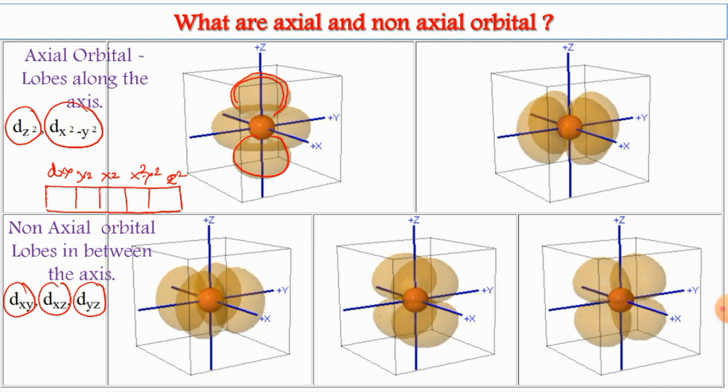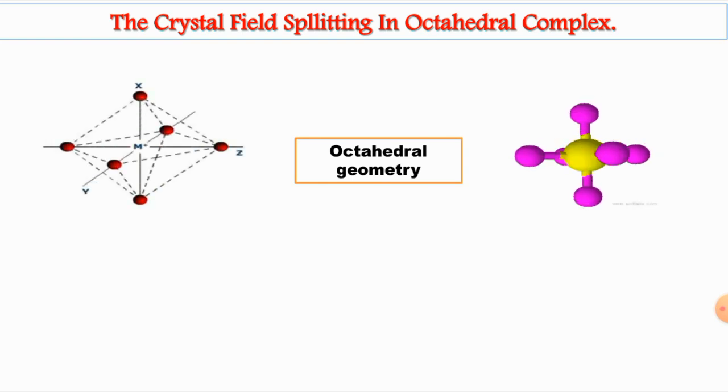Before the interaction of the ligand, all the 5d orbitals are at the same energy level, which is called a degenerate energy level. So how is the splitting going to occur now? Let's take the example of an octahedral complex. You know that this is an octahedral complex where 6 ligands are coordinated with the central metal ion.